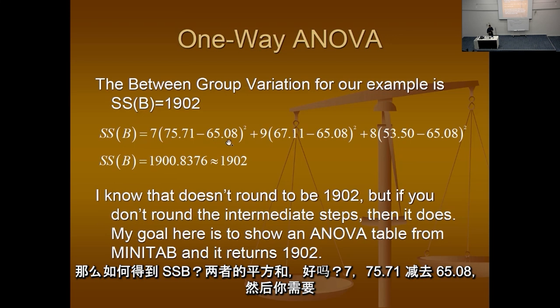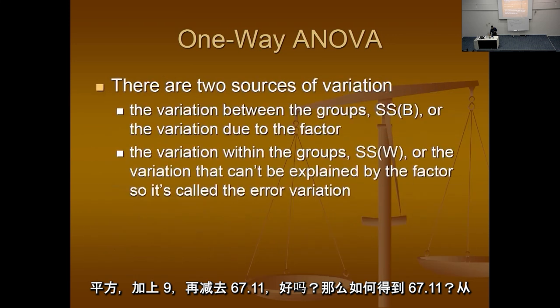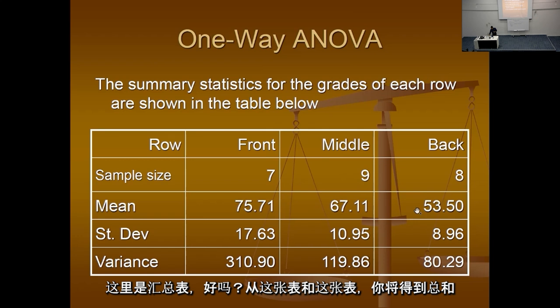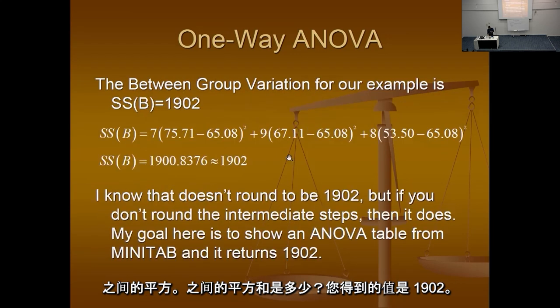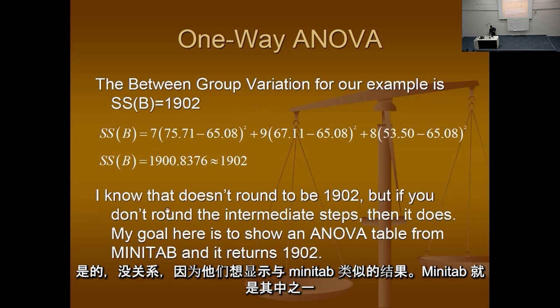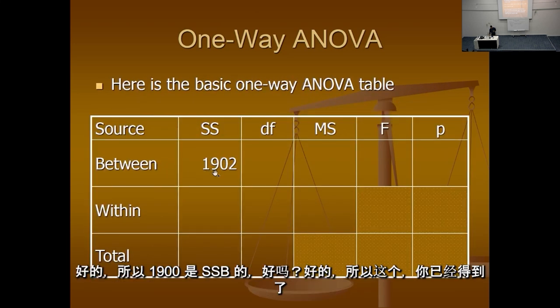So how to get the SSB, the sum square between? It is 75.71 minus 65.08, and then you square it, plus 67.11 minus the grand mean. How do we get 67.11? From the summary table here, from this table and also from this table. So you will get the sum square between. The value is 1902. Why do they consider this 1902? If you round the intermediate step, it is okay, because they want to show a result similar to Minitab. Minitab is one of the statistical software. So that is okay, you get about 1900 for the SSB.